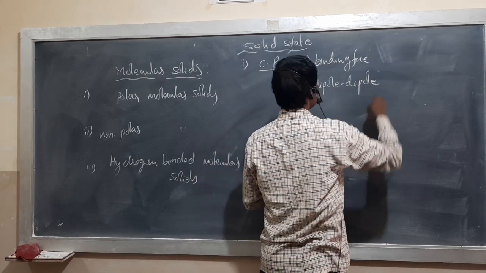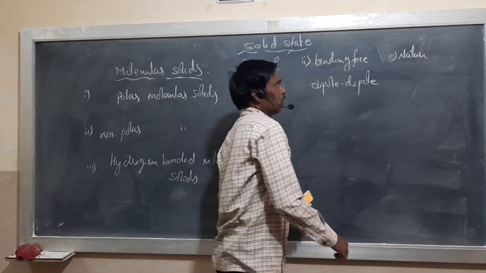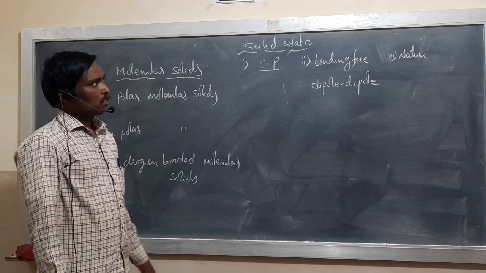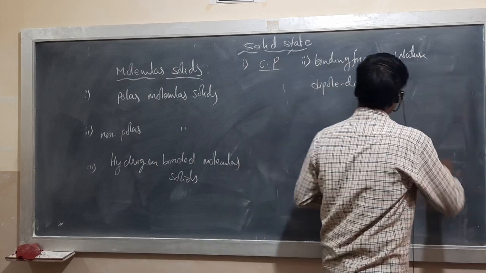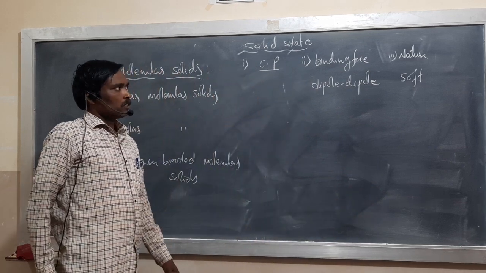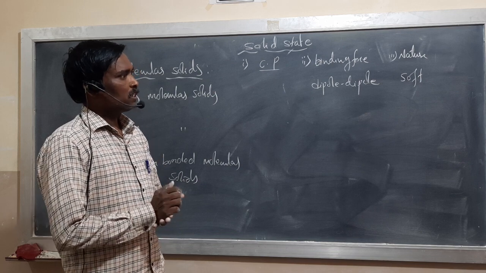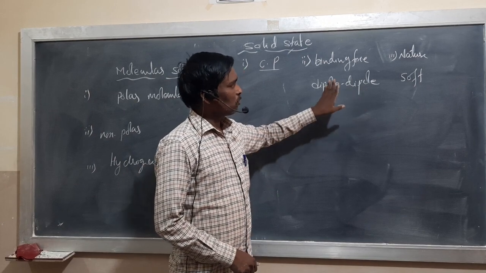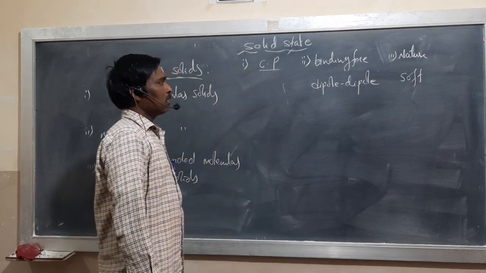And the third one is about the nature. The polar molecular solids are soft in nature. For example, just now I told you about HCl. HCl, even at room temperature, is in liquid state. That means weak van der Waals forces are present between the molecules. That's why these solids are soft in nature, even at room temperature they are in liquid state.